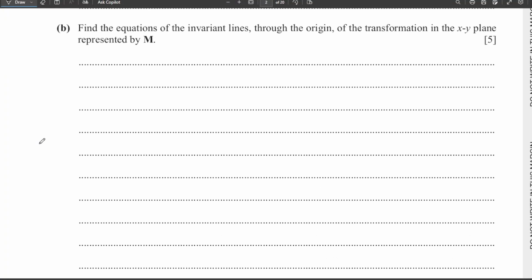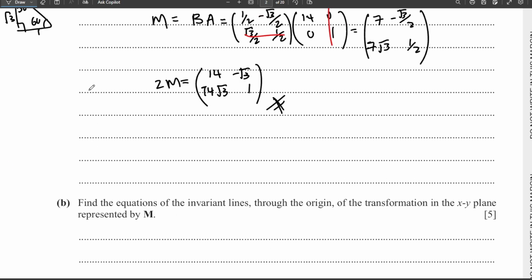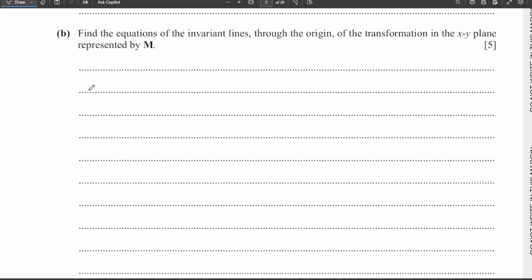Moving on to question 2. Find the equation of the invariant line through the origin of the transformation in the xy plane represented by M. Okay, so what invariant means is not varying, so it remains the same. Even though we map M onto an xy coordinate, it will return the same xy. Even though we multiply or transform already, it will still give us the xy.